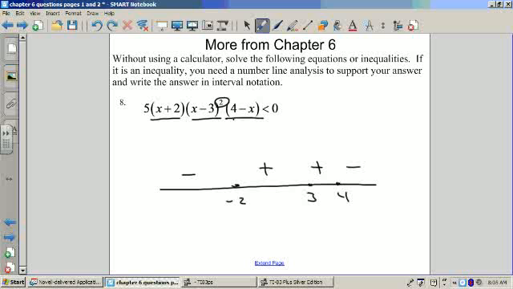Where is this graph less than 0? From negative infinity to negative 2, and it picks back up from 4 to infinity.